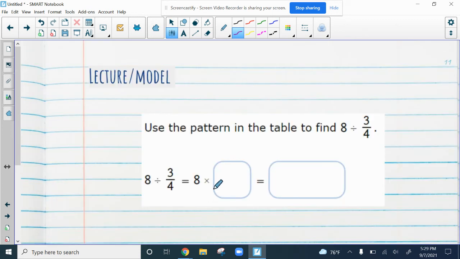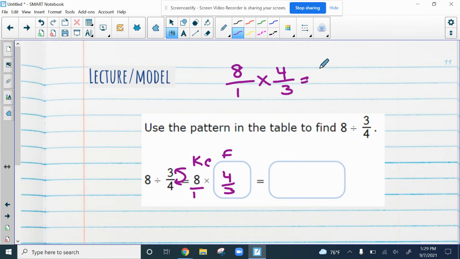All right. So 8 divided by 3/4 would be the same. So we keep our 8, and I'm going to put that over 1. Change to multiplication. Now we need to do our flip. 3 over 4 would be 4 over 3 flipped over. So now let's do this up here. 8 over 1 times 4 over 3. 8 times 4 is 32. 1 times 3 is 3.